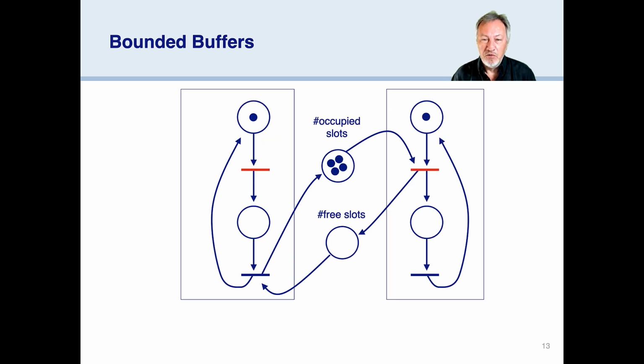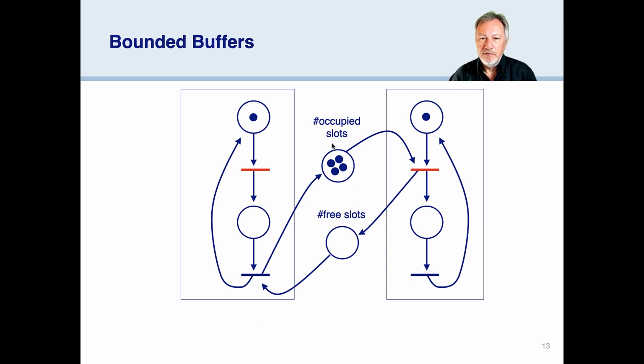Now, if we want to avoid that the producer runs ahead of the consumer, instead of having an unbounded buffer, as we had in the previous example, we can introduce a bounded buffer. This requires a little bit more effort in modeling, but it's actually pretty simple too.